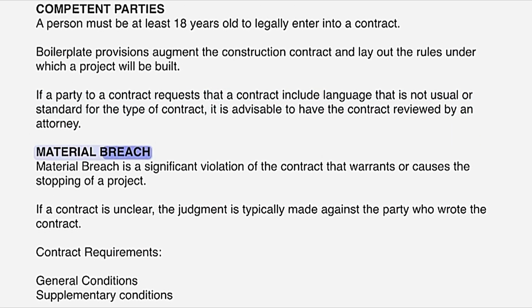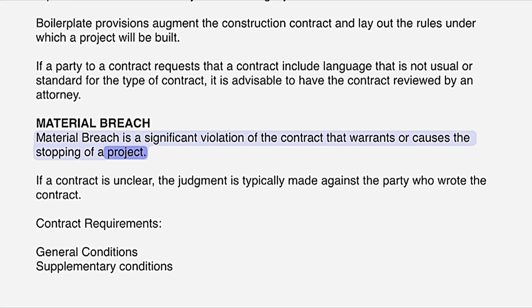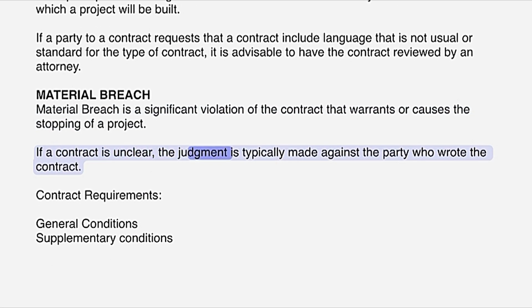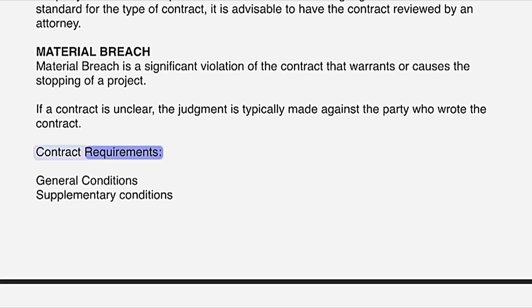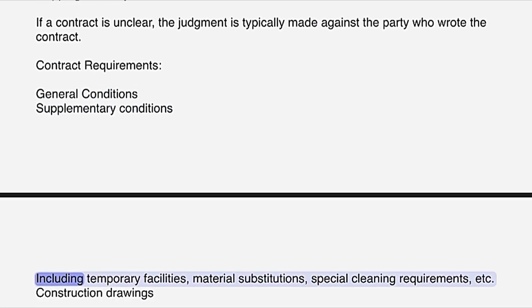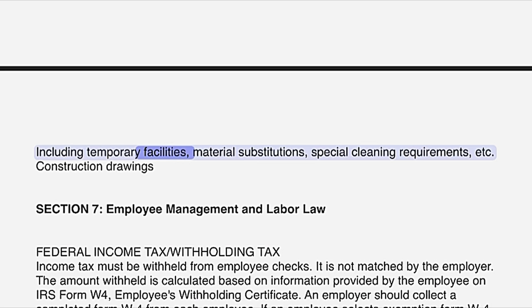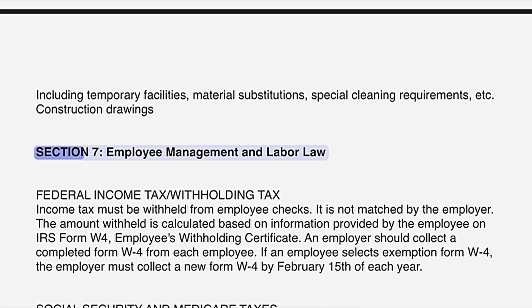Material breach. Material breach is a significant violation of the contract that warrants or causes the stopping of a project. If a contract is unclear, the judgment is typically made against the party who wrote the contract. Contract requirements: general conditions, supplementary conditions, including temporary facilities, material substitutions, special cleaning requirements, etc. Construction drawings. Section 7. Employee management and labor law.